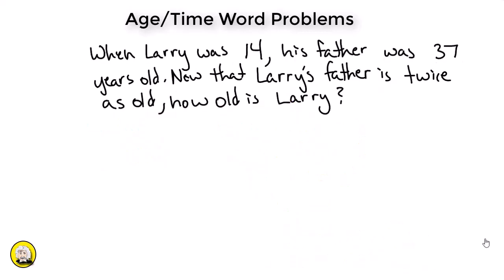When Larry was 14, his father was 37 years old. Now that Larry's father is twice as old, how old is Larry? Well, we know today Larry is not 14. That was in the past. So we know some years have passed, and we'll call that X. X equals the number of years that have passed.